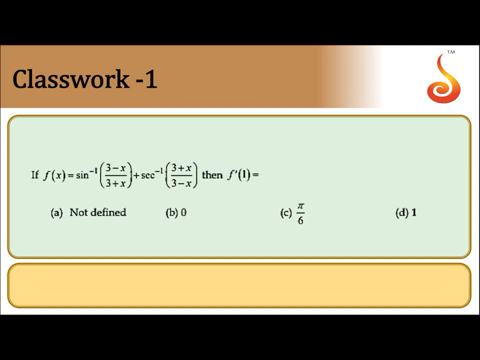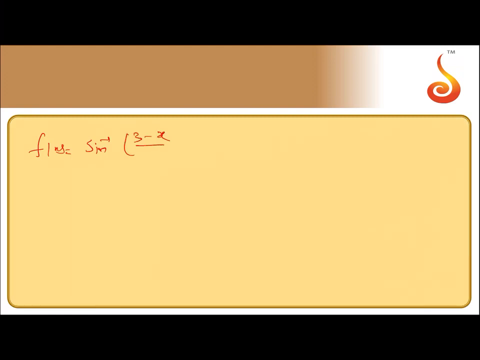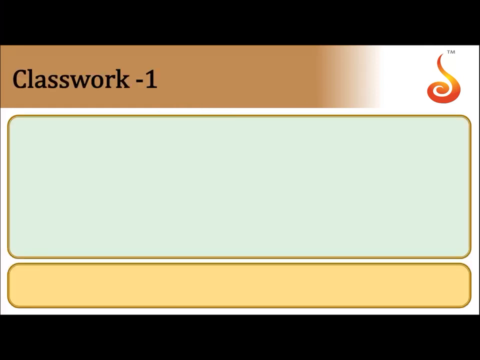F of x is equals to sine inverse of 3 minus x by 3 plus x, and secant inverse of 3 minus x by 3 plus x. What is the value of the derivative at this point? See, f of x is equals to sine inverse of 3 minus x by 3 plus x. Can't you write this one as a cos inverse of this one? Get it? Sine inverse plus cos inverse x is pi by 2. Therefore, the derivative is equals to 0. So the answer is equals to 0.